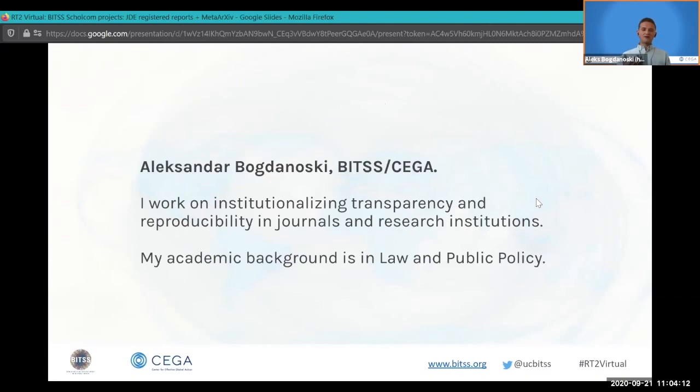So a bit of background info about myself. I'm a senior program associate at BITSS, and I work on institutionalizing transparency and reproducibility in journals and research institutions. My academic background is in law and public policy.